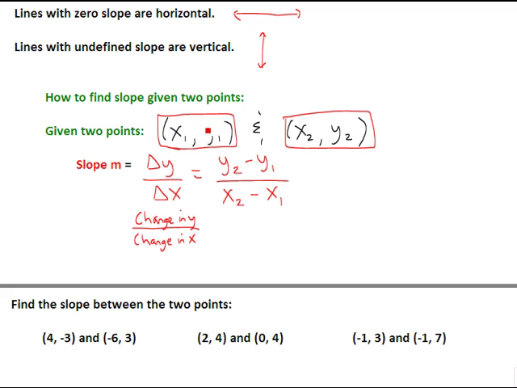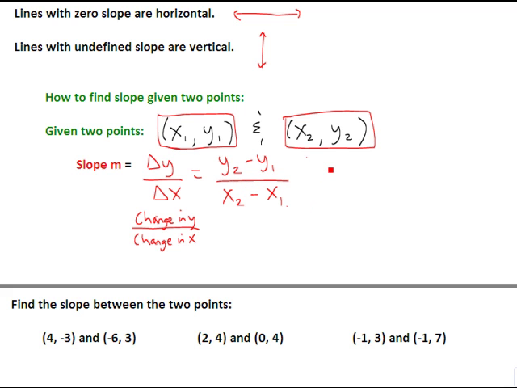So we're going to take our 2 y values and subtract them, and on the bottom we're going to take our 2 x values and subtract them. Make sure that you do y's over x's, because remember, rise, which is going vertically up and down, over run, which is the horizontal.